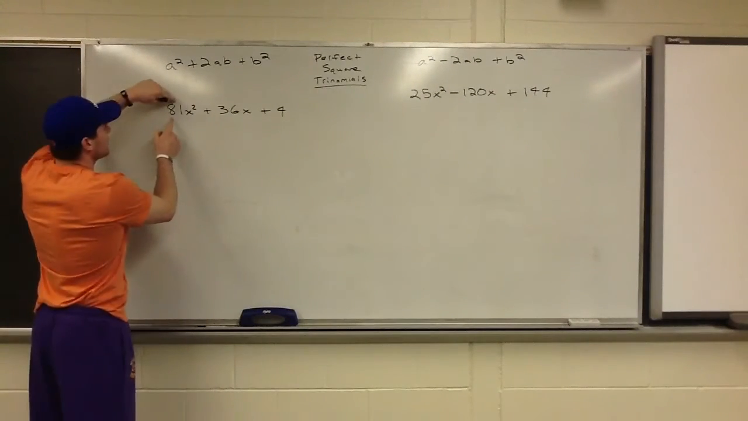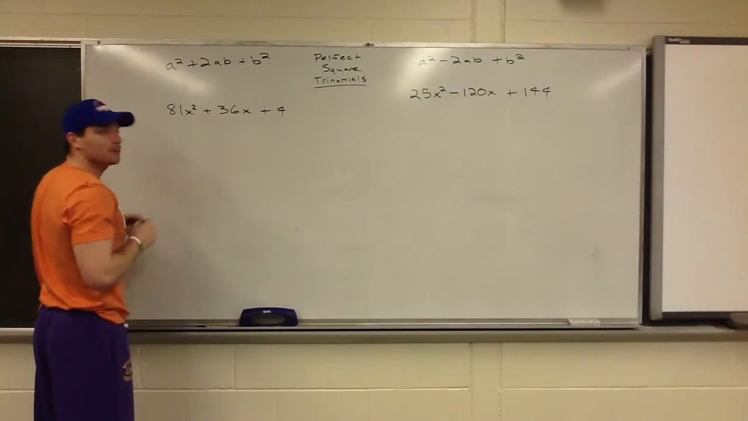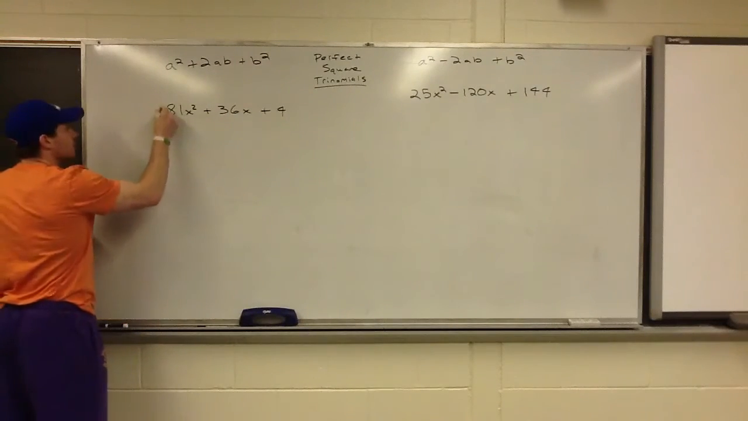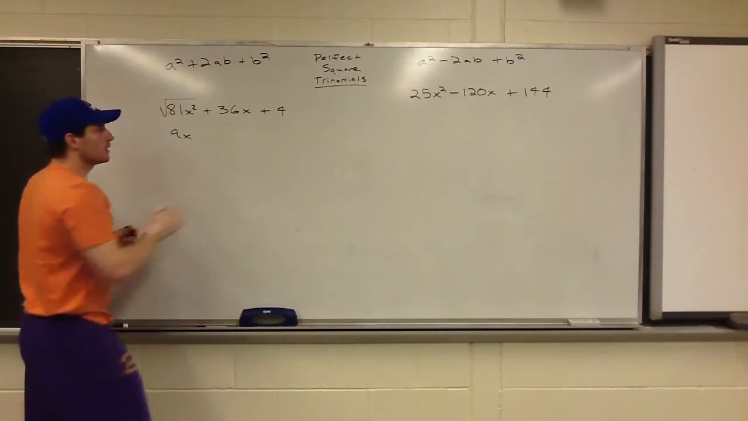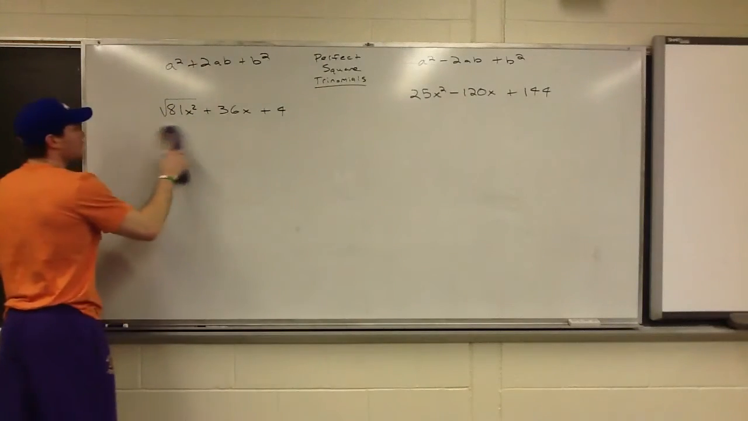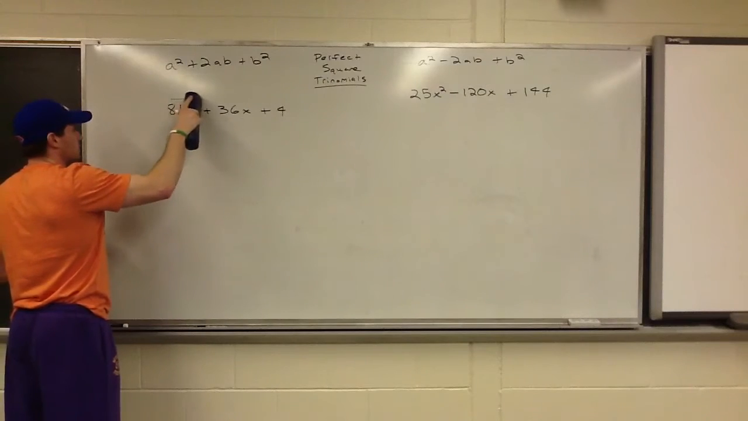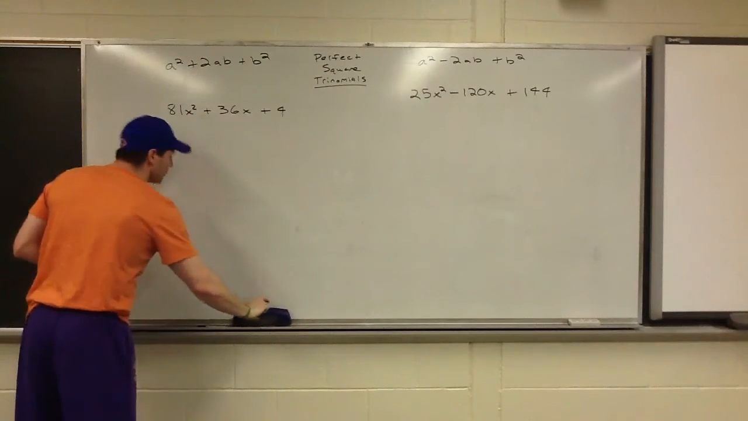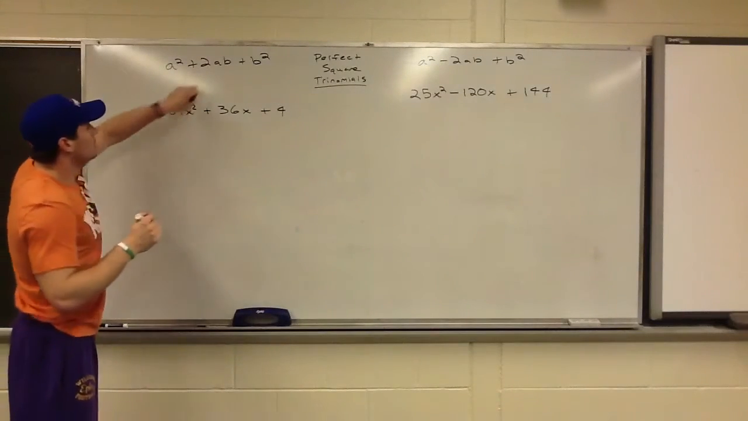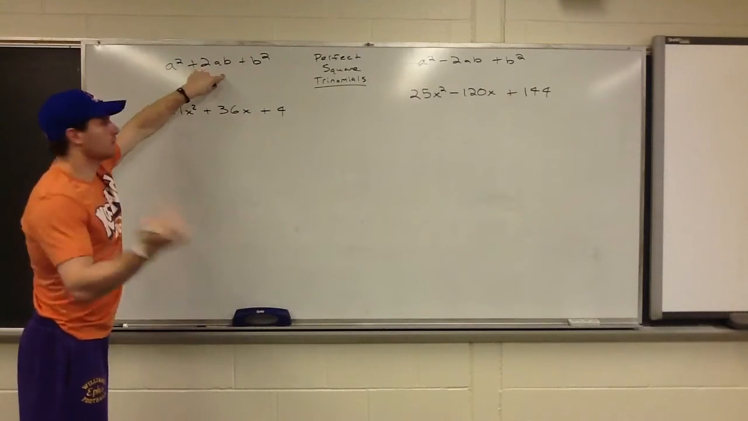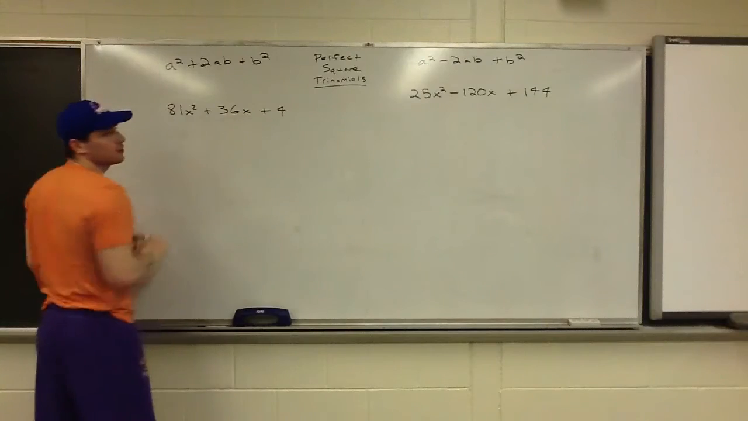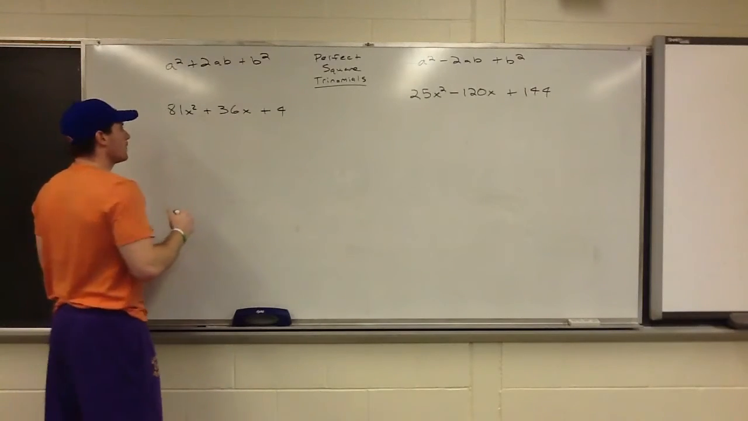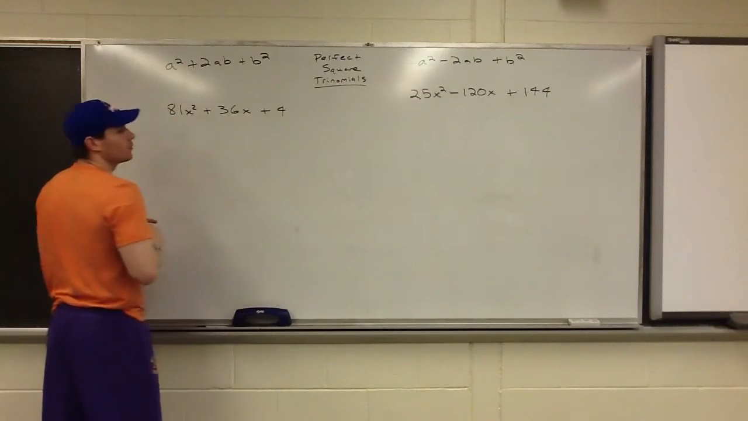So when we look at something like 81x squared, that's a perfect square. Because when I take the square root of it, I'll get 9x. And 4 is also a perfect square, because when I take the square root of it, I'll get 2. And also, our linear term is going to be the result of multiplying the square root of this and 2. So we double the product of our square roots.